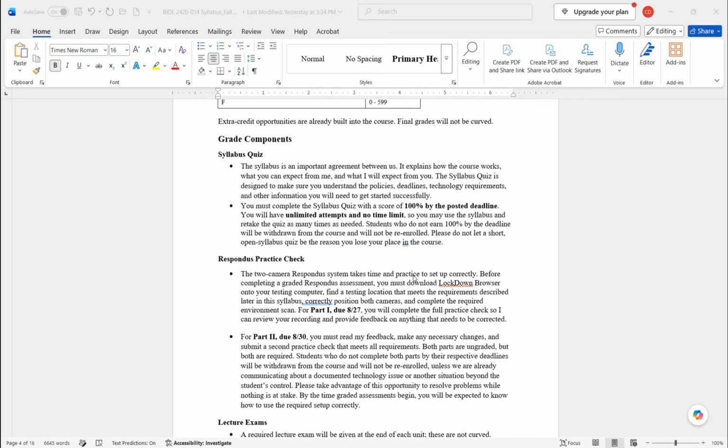Part one is just going to be doing your best attempt at an environment scan, an acceptable testing environment space, using this 2 camera setup, and you'll answer a gimme question. I'm enrolled in microbiology, right? The question itself is not the point, but it gives an opportunity to go through this process. You will submit that to me by August 27th. I will review the feedback, and then the final part is due August 30th.